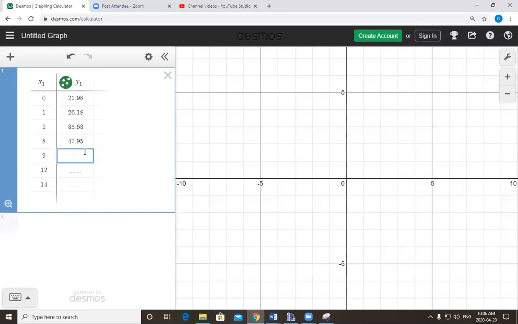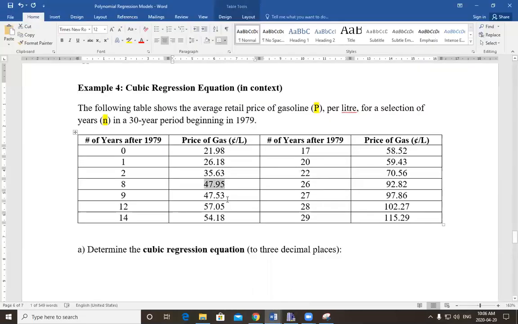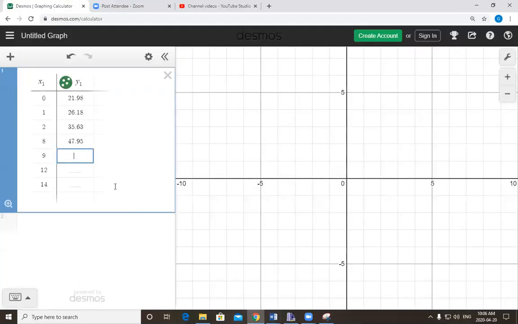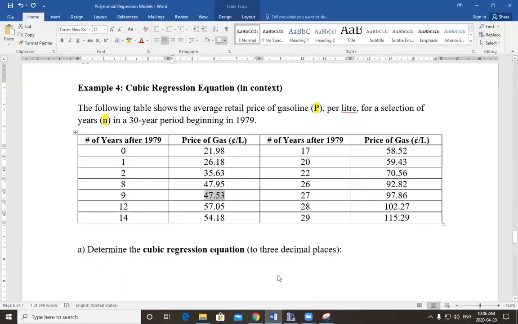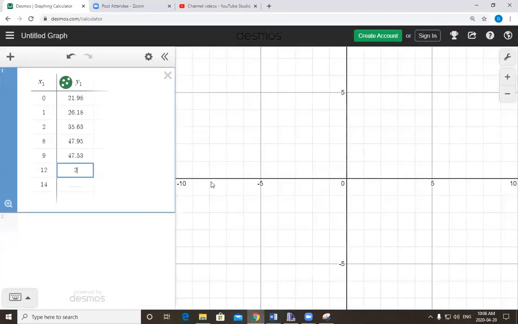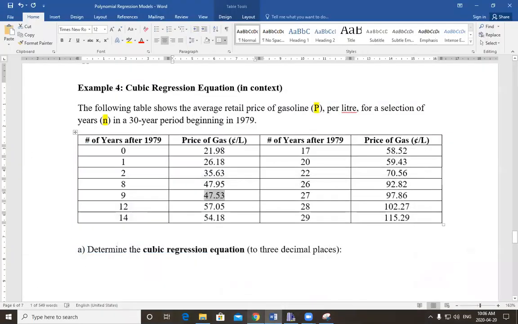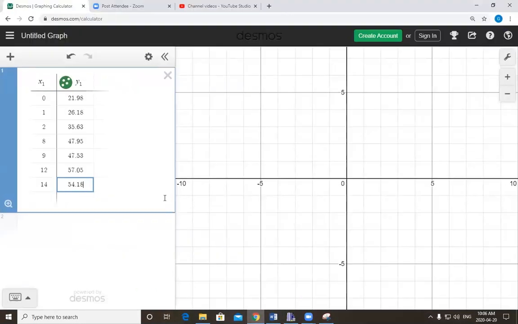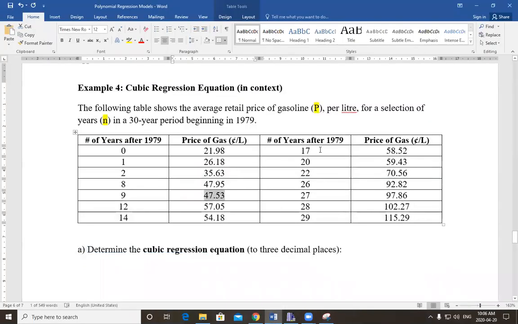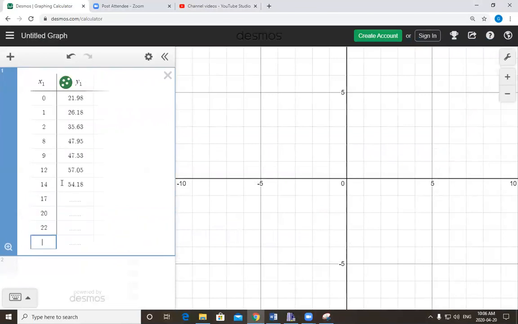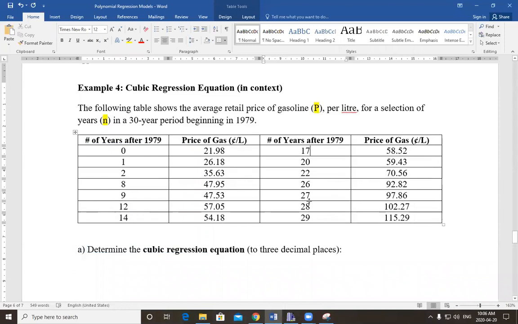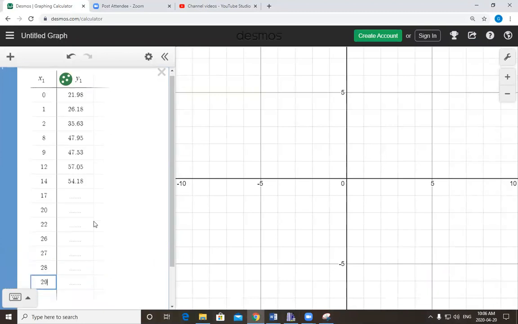Just have to go through the process of data entry. 47.53. 5705. 54.18. Okay, we'll do the next column. 17, 20, 22. 26, 27, 28, 29. Okay.